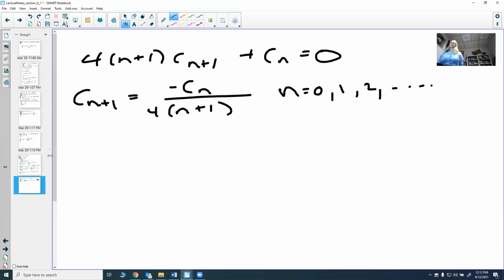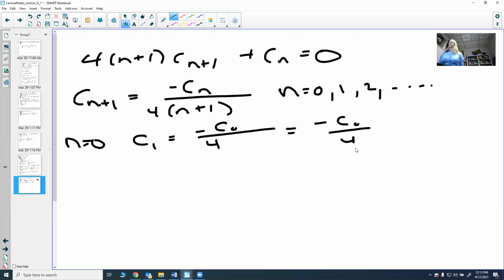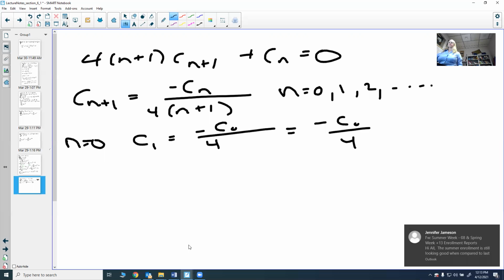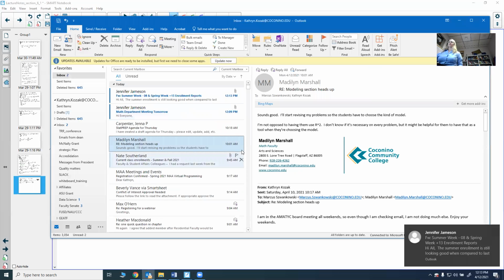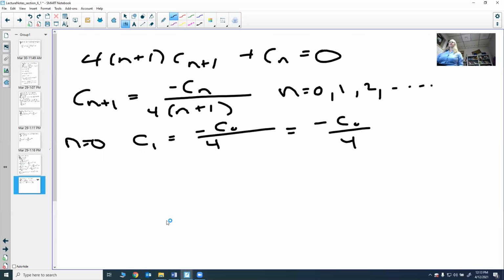So let's actually try some of those and see what pattern we're getting here. n equals 0 means that we're going to have c sub 0 plus 1, which is c sub 1. It's going to be minus c sub 0 over 4 times 1, because 0 plus 1, of course, is 1. And so c sub 1 is equal to minus c sub 0 over 4. If we know what c sub 0 is equal to, then we can find out what c sub 1 is. Great. Let's go ahead and keep going.